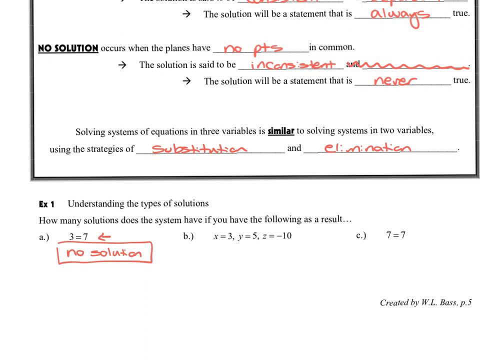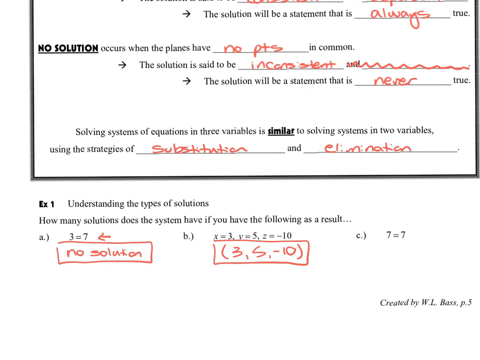Our next scenario would be where you can get three unique numbers for x, y, and z. You get a unique value for x, a unique value for y, and a unique value for z. You get three distinct values there. And when you get those three values, then you would just put them in alphabetical order. And that would be your solution. That would be the nice point. Think the corner of the room.